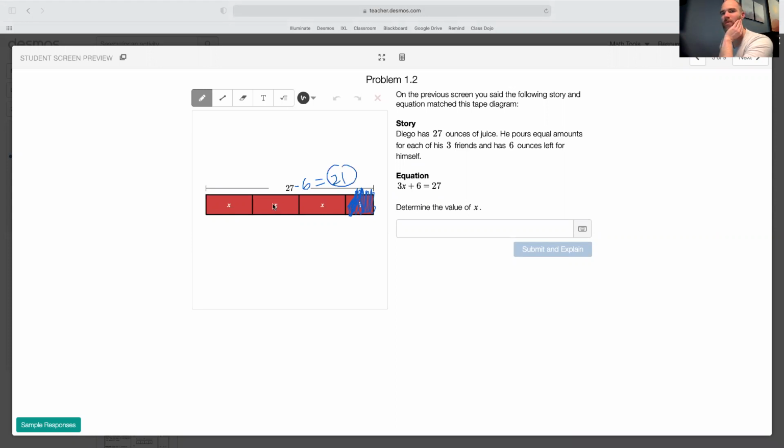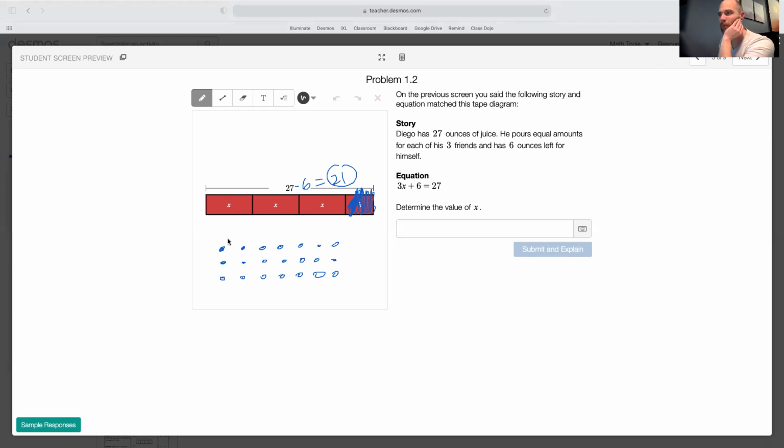So now imagine the top of this diagram says 21 instead of 27. And the only part that we have to care about now is these 3 boxes, each with X. Well, we're going to take this 21 and split it into 3 equal boxes here, right? So imagine you've got 21 of something, 5, 6, 7, 8, 9, 10, 11, 12, 13, 14, 15, 16, 17, 18, 19, 20, 21. And we want to split these things equally into the 3 boxes here.